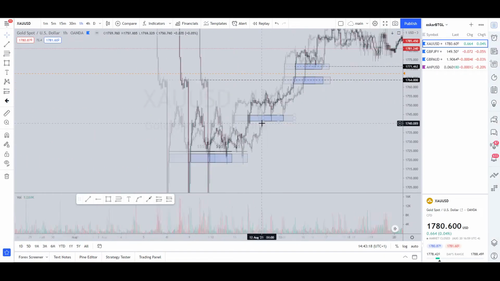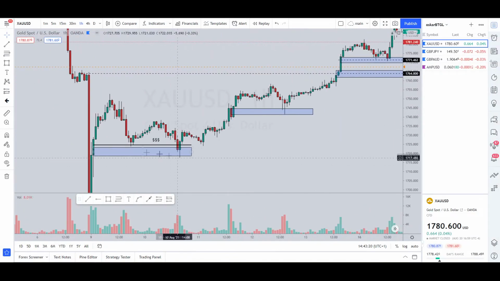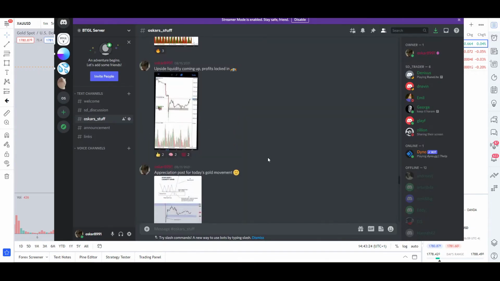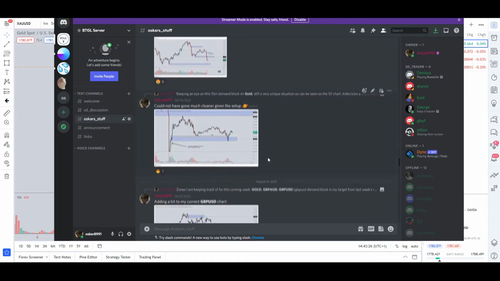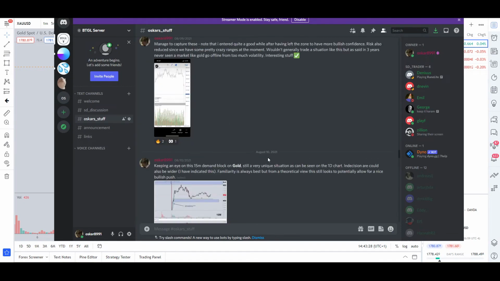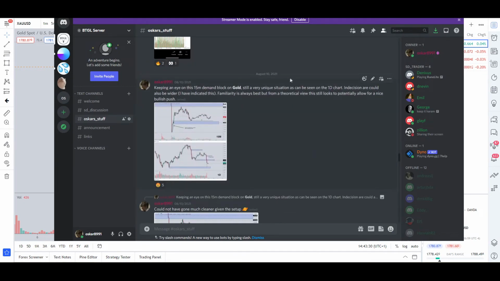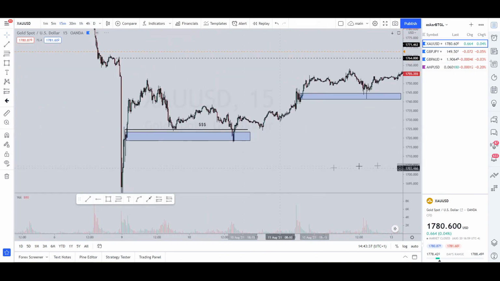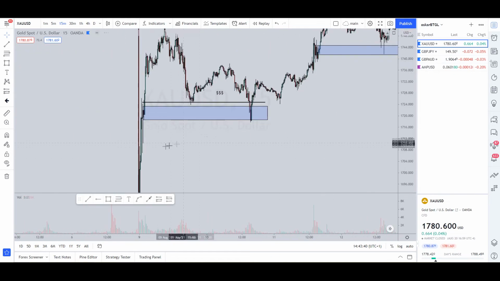But we can take a look at a nice example here, because this was an example that was actually shared in the Discord right here. I'm just going to bring it up. Okay, yeah, so it was just there, 10th of August, 11 days ago. So we had this nice 15-minute demand block. So I'm just going to go back out on the 15-minute. So yeah, identify that demand block there for indecision and outgoing volume. So that was very clear.